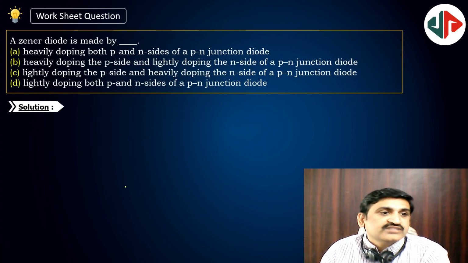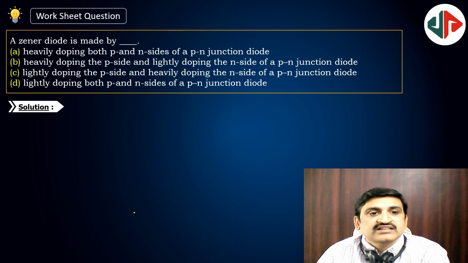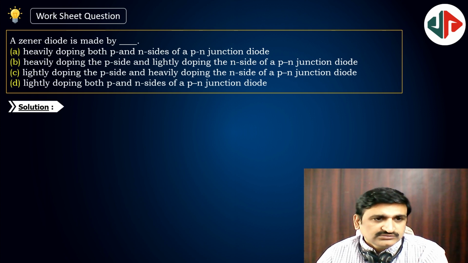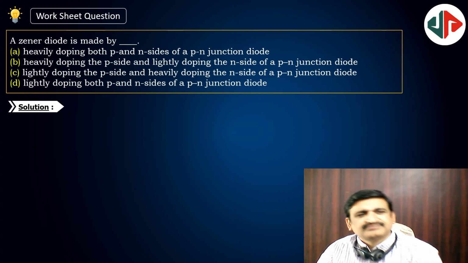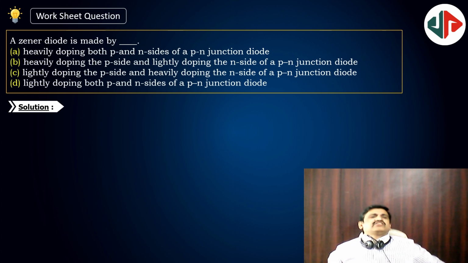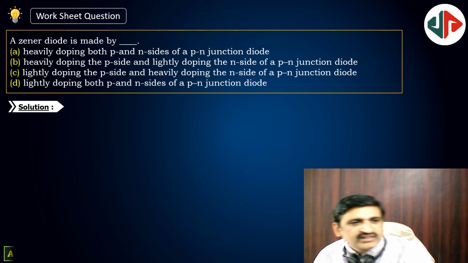A Zener diode is made by heavily doping both the p and n sides of a p-n junction diode. Both junction sides must be heavily doped, not heavily doping the p side and lightly doping the n side of a junction diode. So option A, that's it.